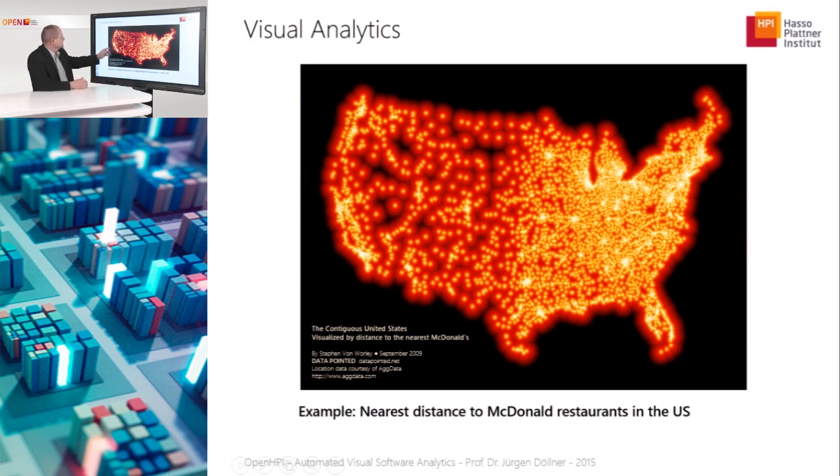For example, we can reason about why there are larger gaps here. We can reason about the different density of restaurants and so forth. So this is just one example of visual analytics that combines data analytics and information visualization principles.